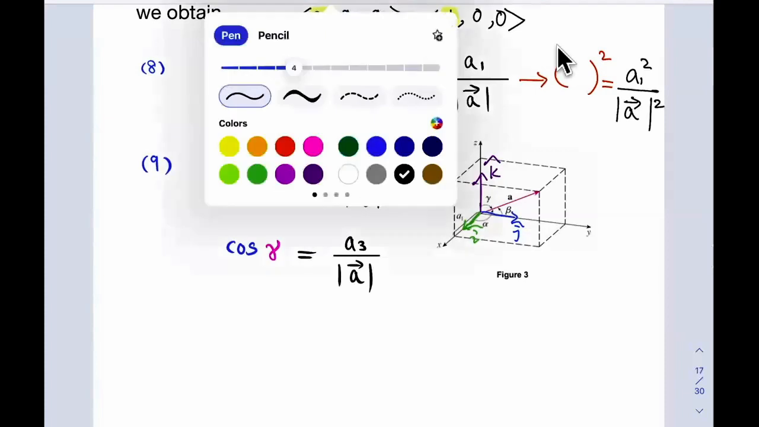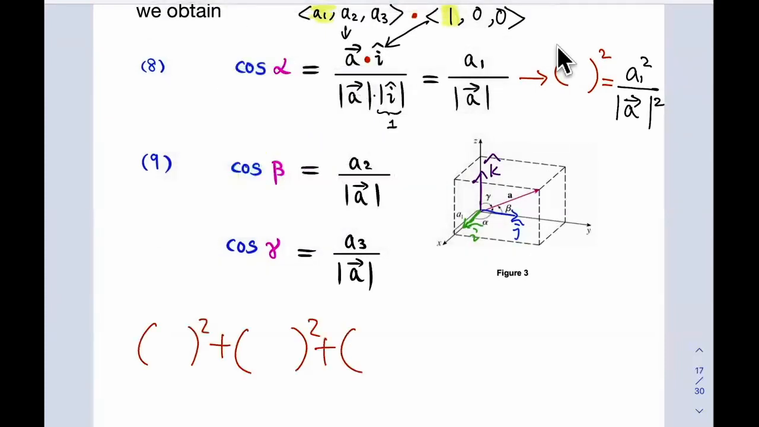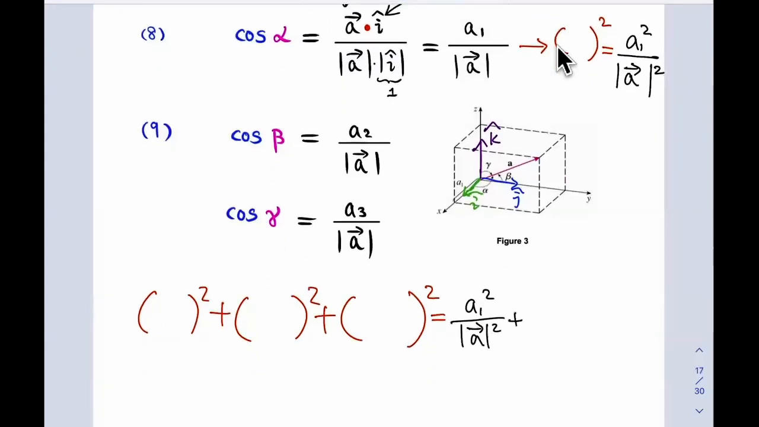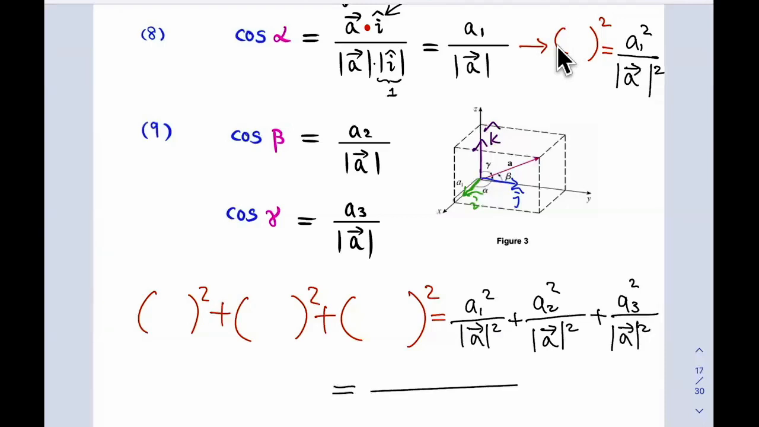What do you think? If you square them for each one of them and sum them up, then that will be A1 square over the square of the magnitude plus A2 square over the square of the magnitude plus A3 square divided by the square of the magnitude. And they have the same denominator, so we can take the common denominator, and we get A1 square plus A2 square plus A3 square.